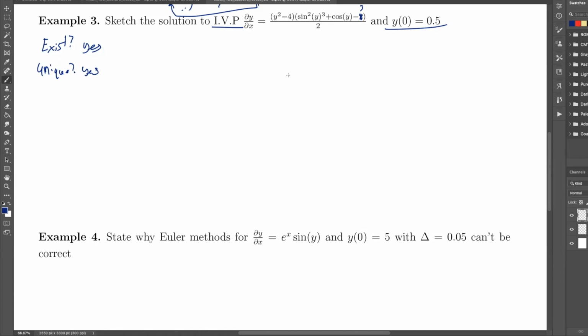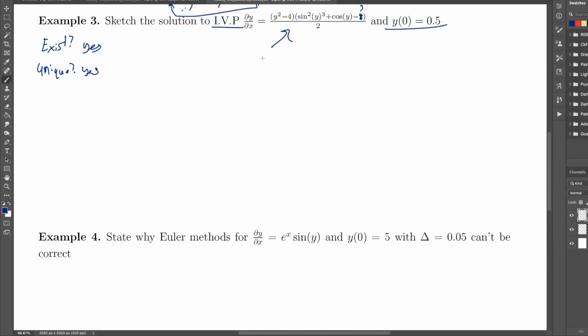So how am I going to do this? Am I going to solve this right here? Can you solve this? I mean, technically it's separable, right? It's all y. But the answer is no. If you try to flip that upside down and integrate it, you're going to get an absolute big mess.